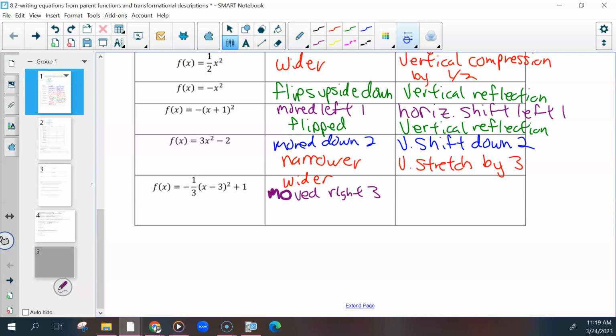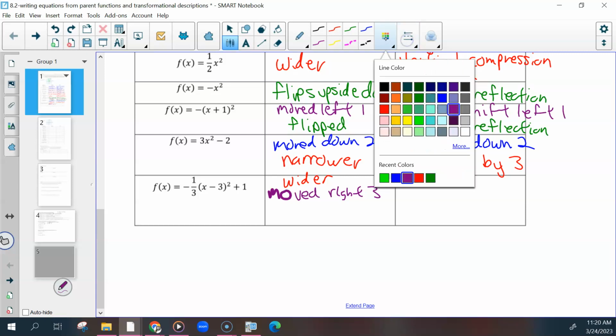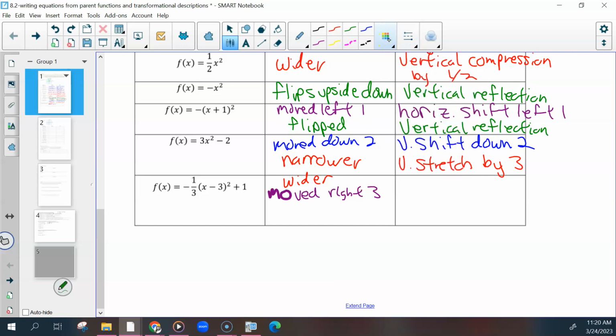Can't move to the right and left at the same time. So it did do something with the 1. Oh, it moved up. So yes, it moved up, and then Wilson said it also flipped.